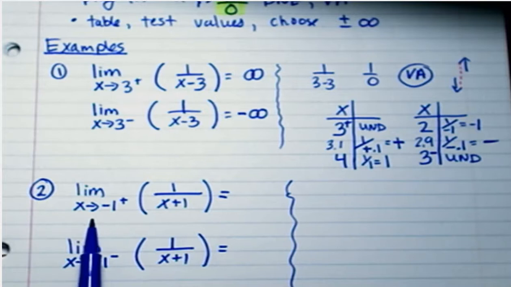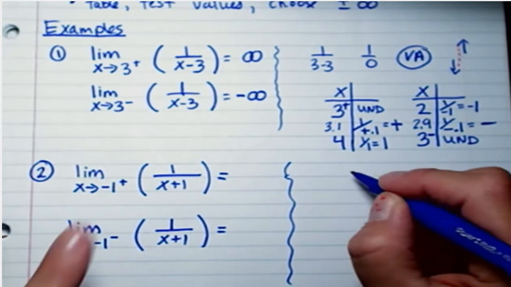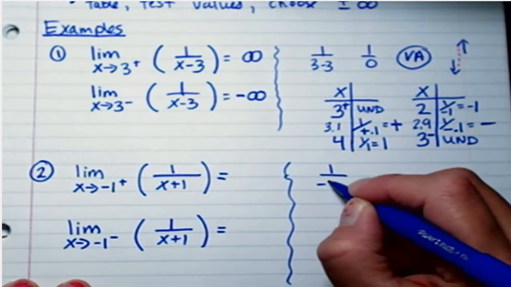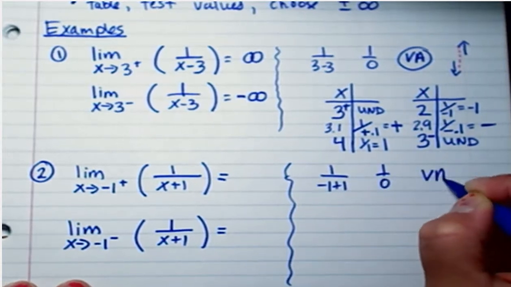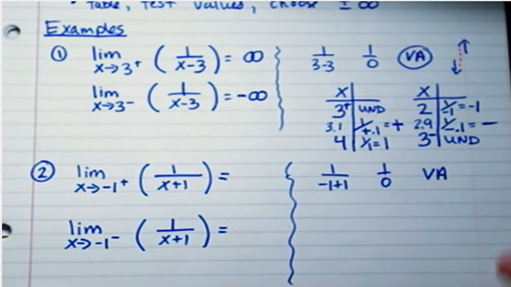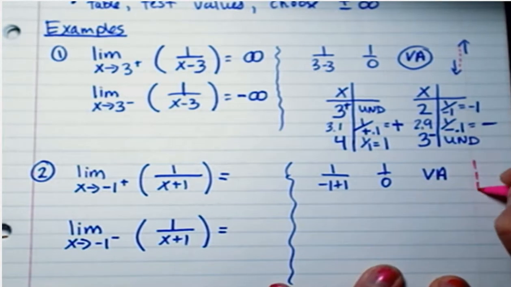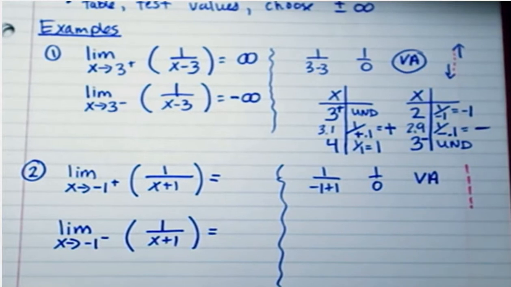Notice that we're still plugging in a number. So it's kind of like what we did in 2.3. So let's try it. 1 over negative 1 plus 1. Vertical asymptote. That's what you have. When you divide by 0, it will always be a vertical asymptote. I need to figure out which way my arrows are going, up or down.